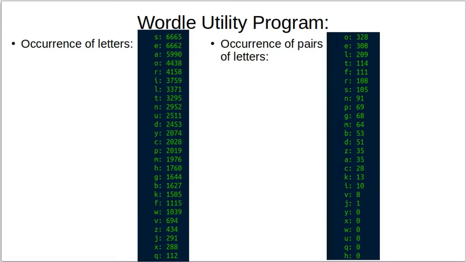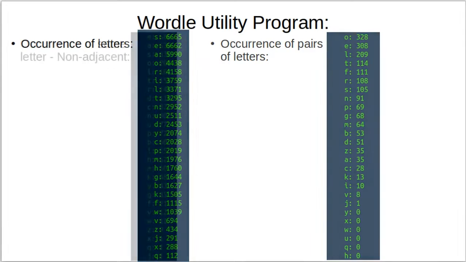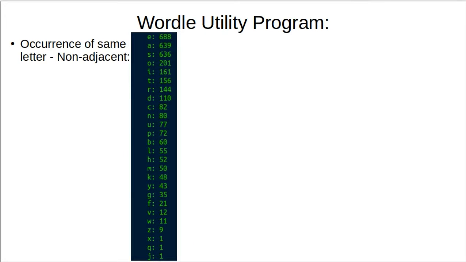So you might have an O marked as green in the second position, but there's nothing to advise you that the third position, let's say the word was foots, F-O-O-T-S, is also an O. Okay. Right. So what's the next thing?